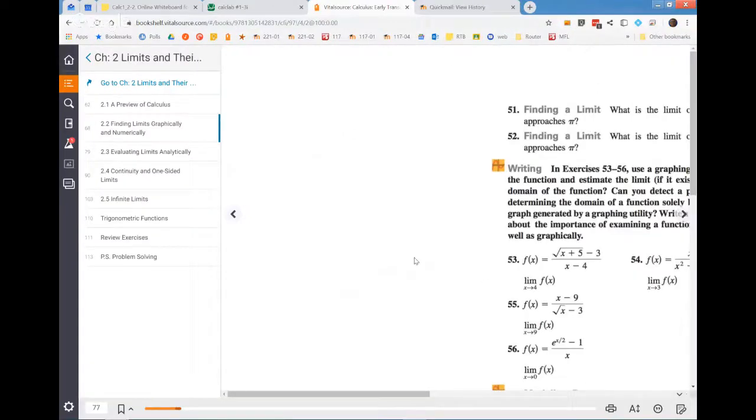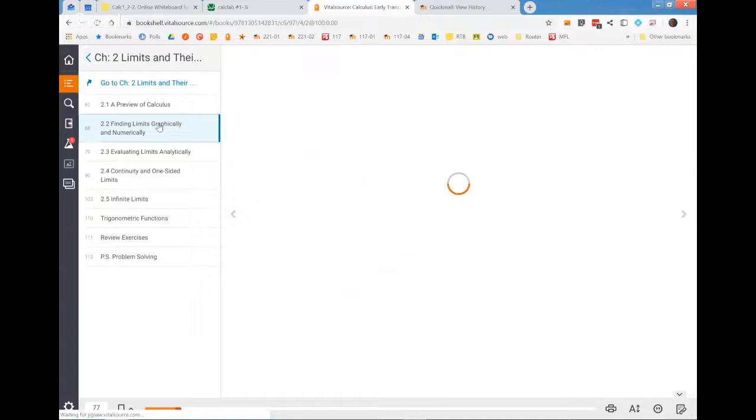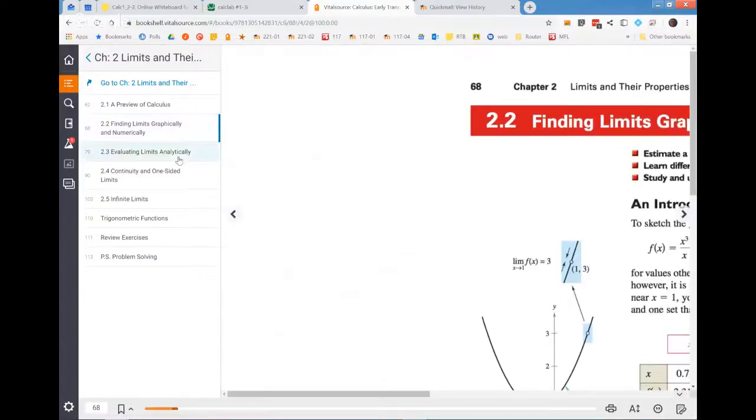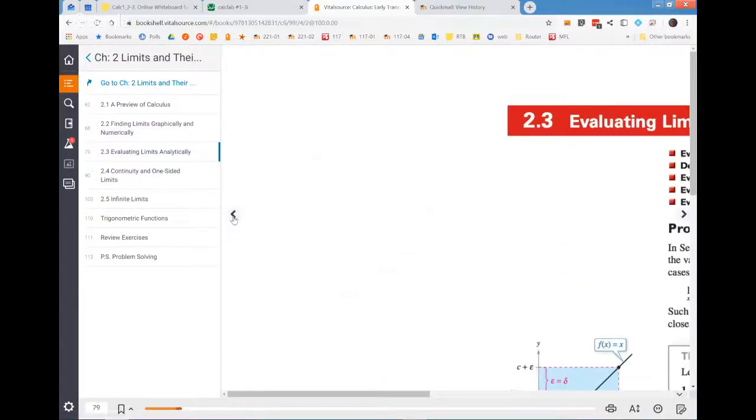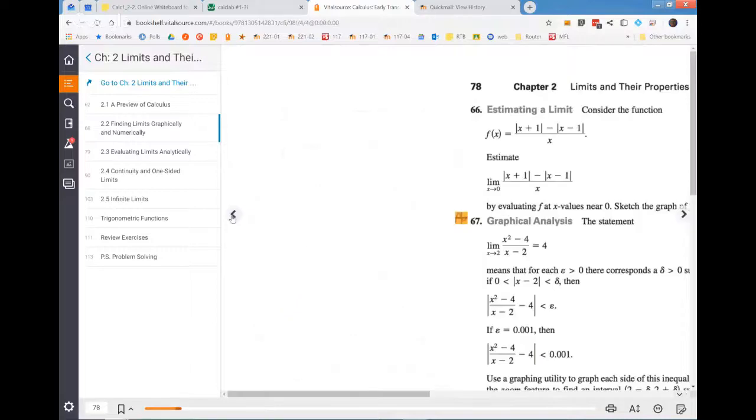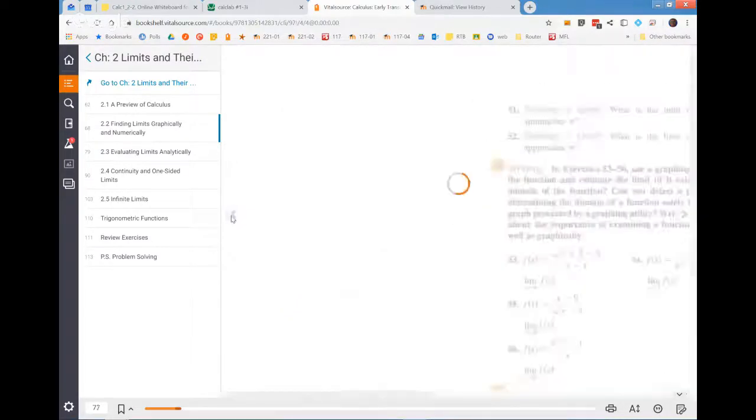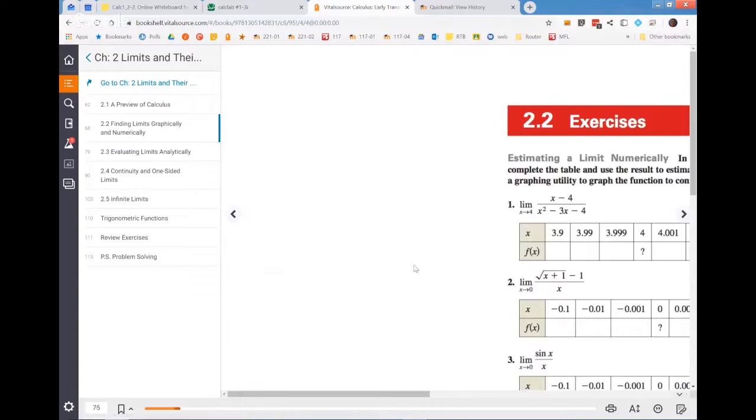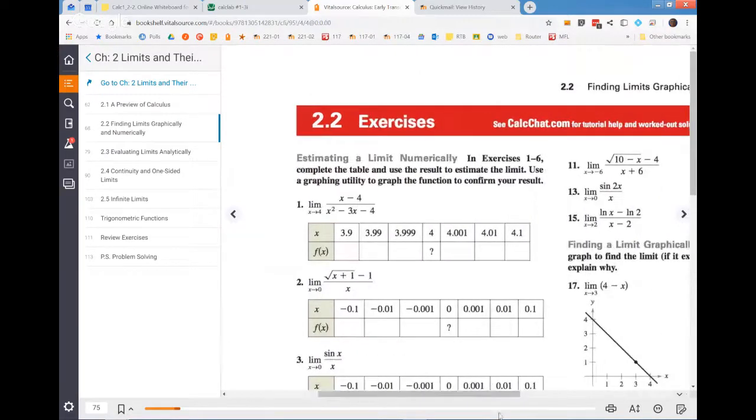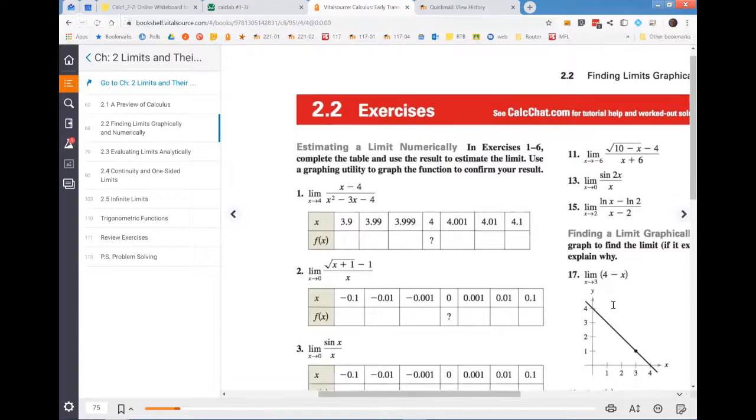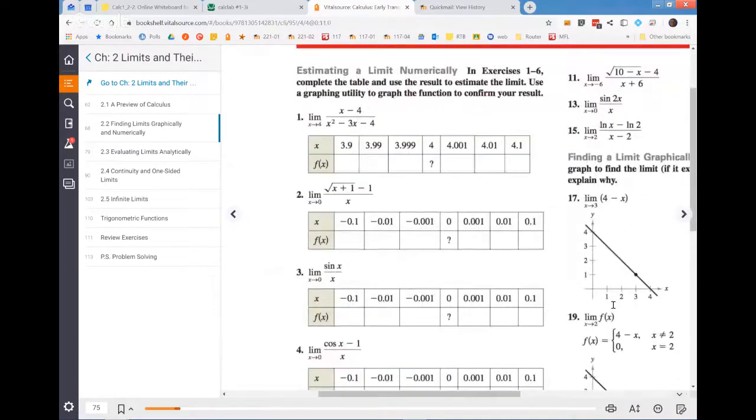Wow, where am I? Okay, this is 2.2. Let's go to 2.3 and back up. When you start looking at these problems, you see how they have tables there? That's pretty much what I was showing you on the left side of all of my examples. So take a calculator and crank them out.